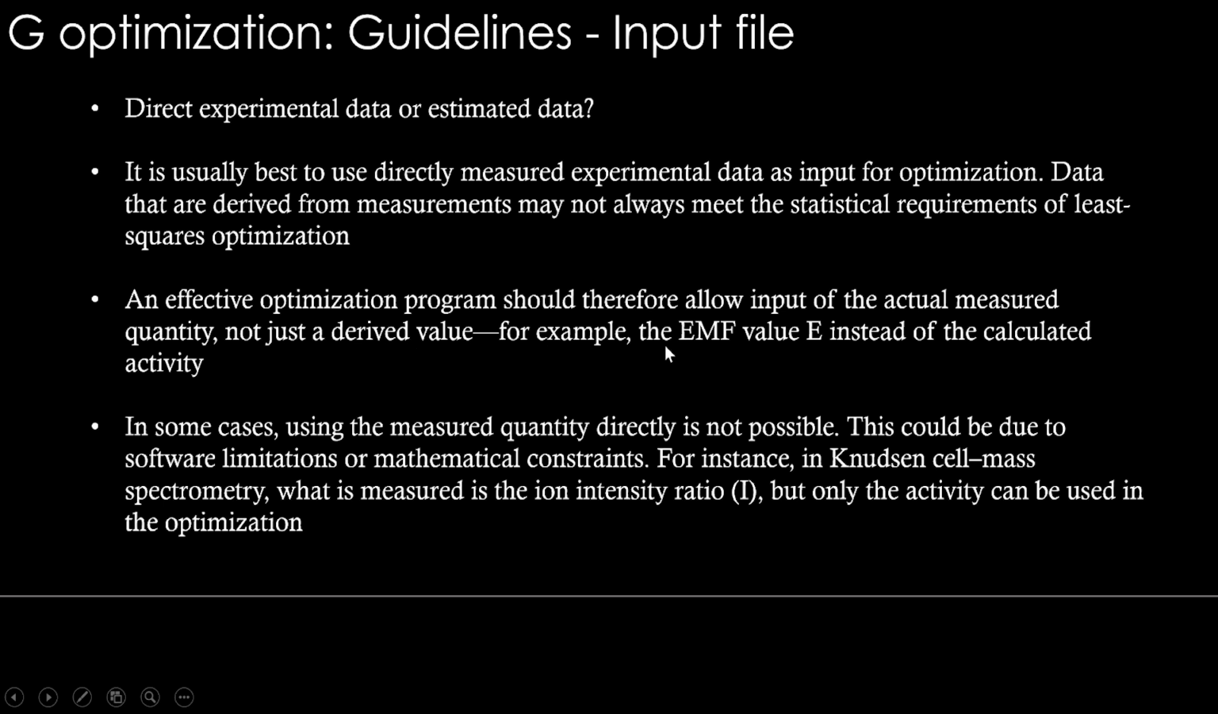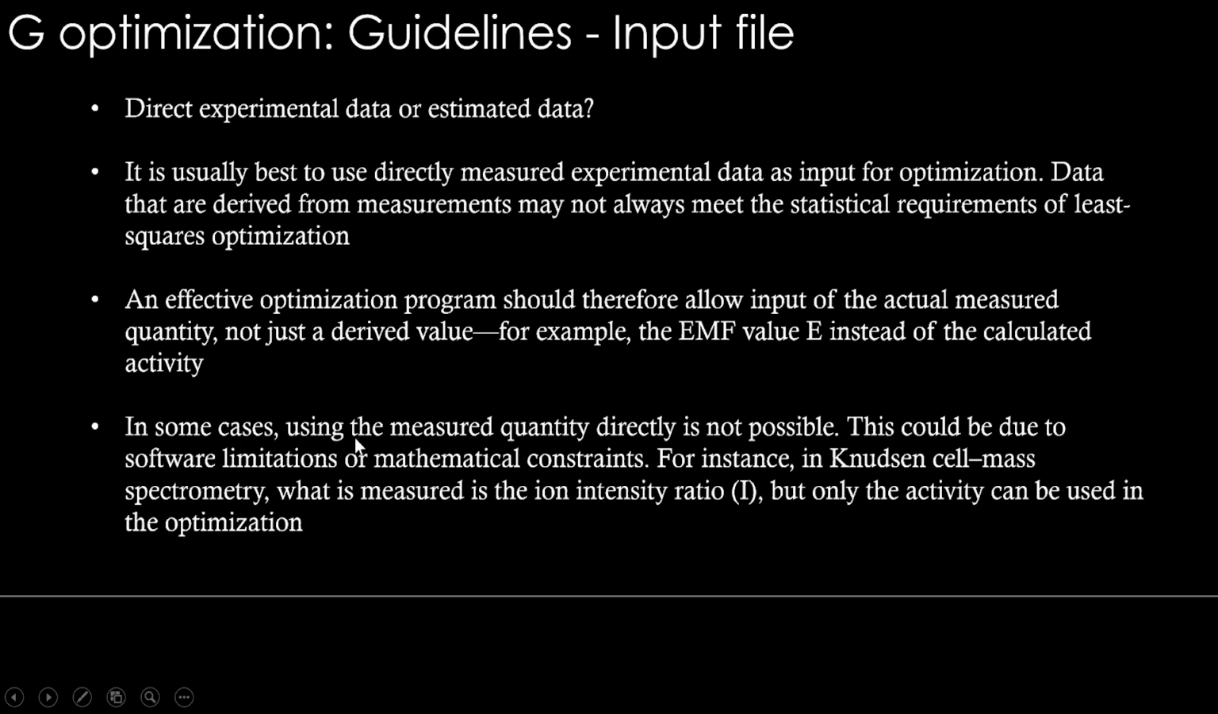This is an example given here. EMF value E instead of calculated activity. We know from E we put the minus n of E and calculate the activity from that. So this particular procedure basically allows us to use the activity in the POP file. But activity is an estimated quantity from the E which is measured. If there is a provision to use E directly, it is better.